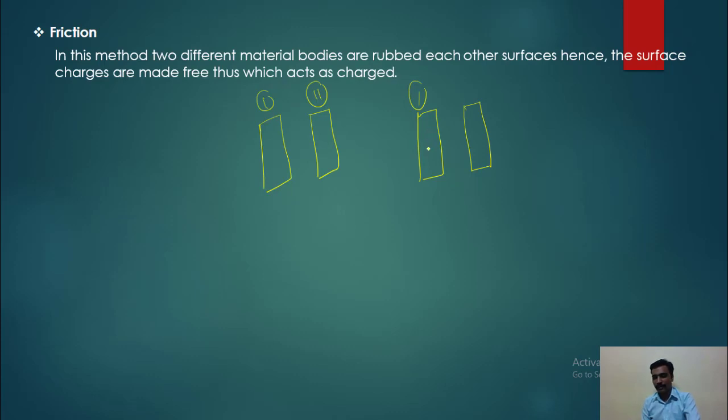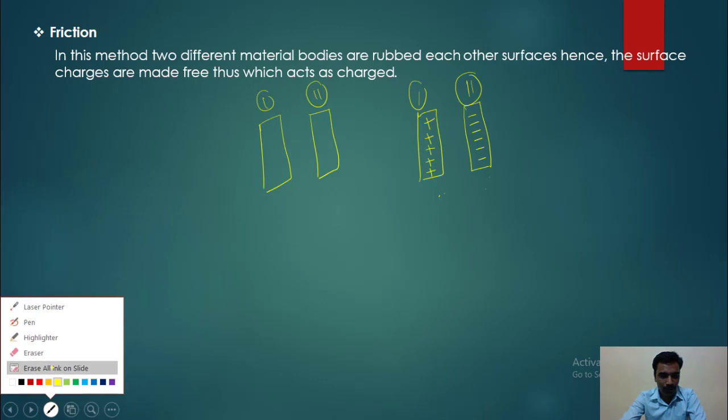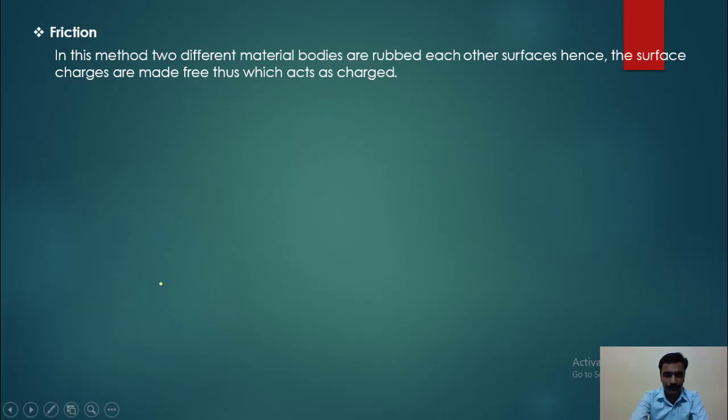An atom cannot be transferred because atoms are strongly bonded. That's why those are in solid state. But electrons can be transferred from one body to another. Because of friction, electrons are transferred from this body to this body. So this body now has negative charge. And which body lost electrons? This body. So that's why it has positive charge. Look here, two different kinds of charges are produced. So this is how friction works. I will show a video of how friction works.